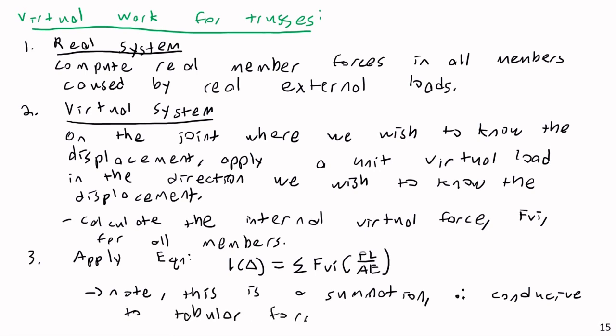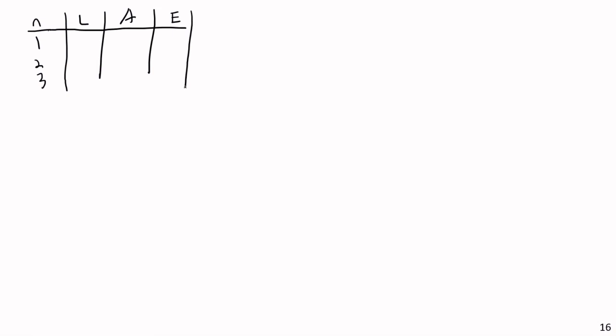What I mean by this is that if you are doing this, you're probably going to want to create a table that has member number, like 1, 2, 3, and then the length of the members, and then the area of the members, and the modulus of elasticity, which you'll probably have the same unless it was different materials. Of course, the real external forces. You'd calculate the real external forces, and then you'd have the real internal forces, and then the virtual internal forces. And then you would calculate an FL over AE for each of these. And then you just go down the row.